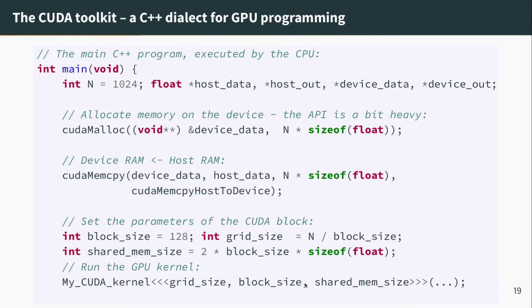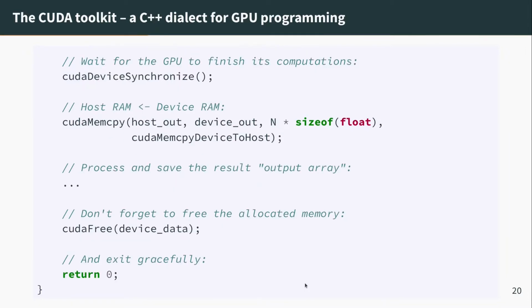So verbose, but fairly straightforward. Then you wait for the GPU to finish its computations. And once it's done, you just copy back the results from the device RAM to the host RAM. Then you do whatever you want, you process, you create a nice plot. Then you don't forget to free the allocated memory. Otherwise, users are going to get an out-of-memory error. And then you exit, and you're done.